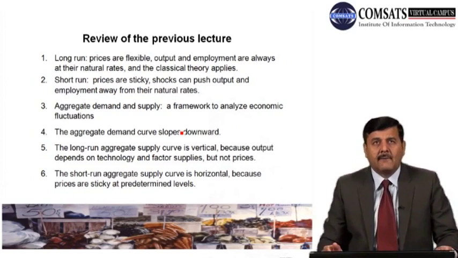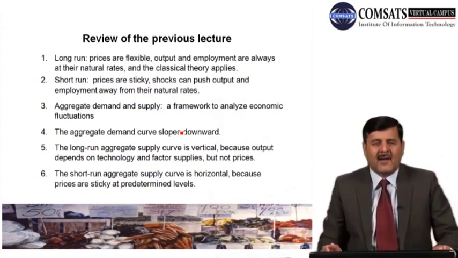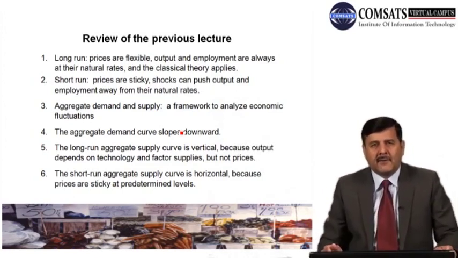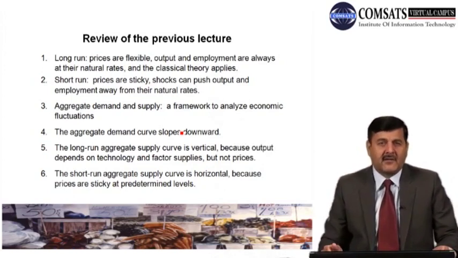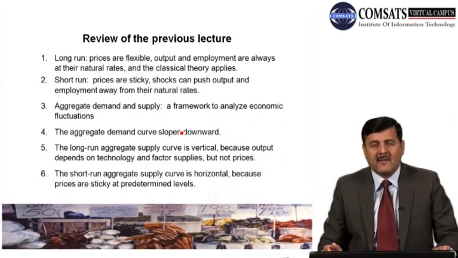After that, we discussed aggregate supply. Since we have two time periods, we have a long run aggregate supply curve and a short run aggregate supply curve, right? Since output is determined by the supplies of capital and labor and the level of technology, and all these factors of production are assumed constant or exogenous in the long run, we have a vertical long run aggregate supply curve.